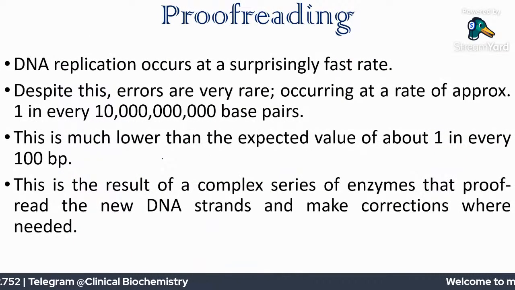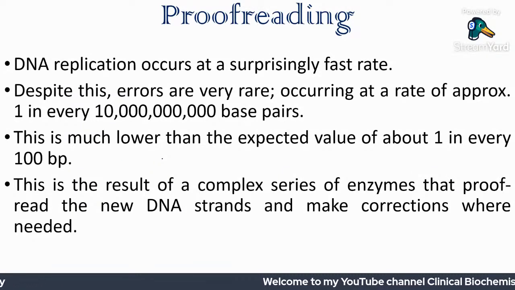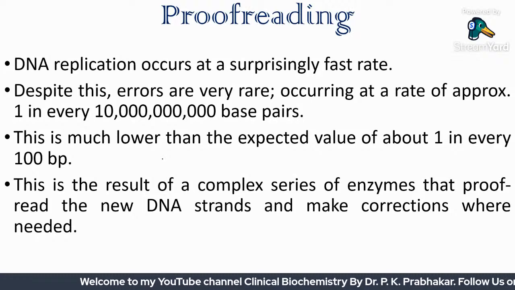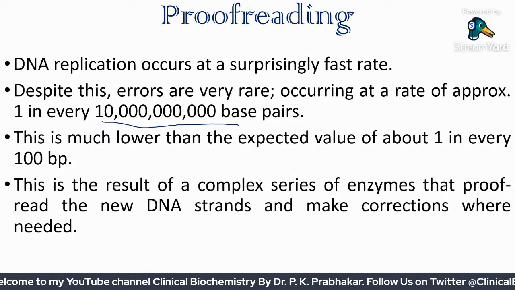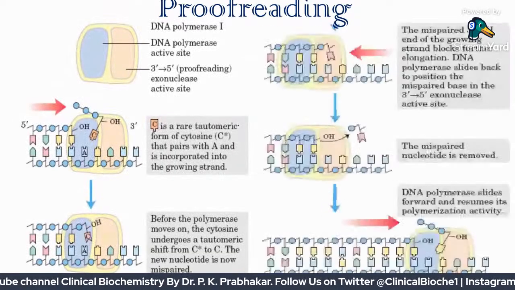So this is how your chain grows. And proofreading, I have already told how it occurs. Proofreading means the correction of wrong nucleotide. This is 10 to the power 10 base pair correctness, and that is coming from the 3'.